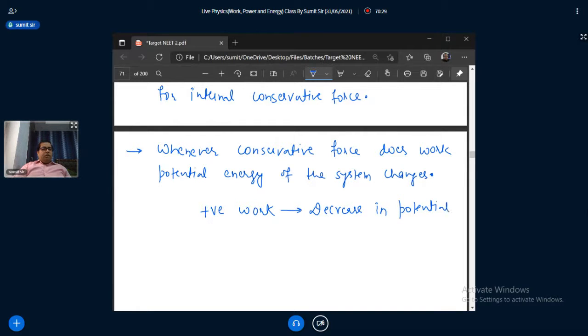When it does positive work, means if the conservative force does positive work, there is a decrease in potential energy. When it does negative work, increase in potential energy.